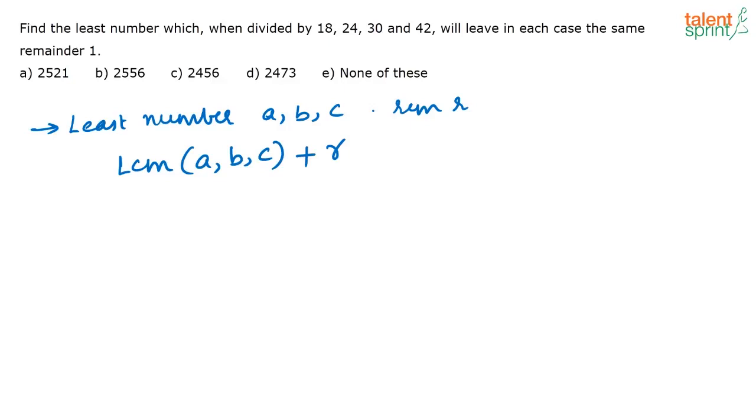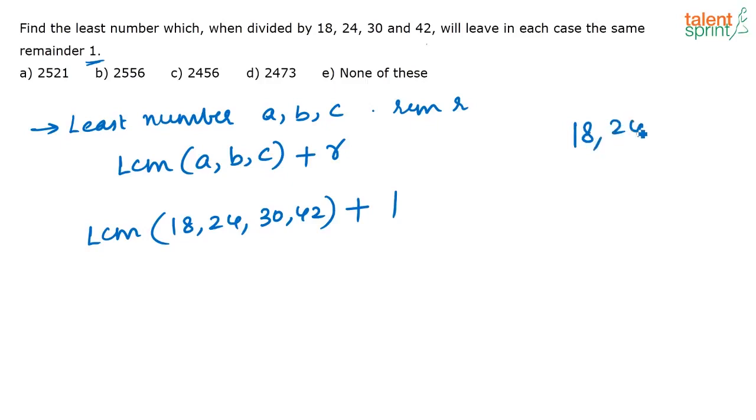Now, this particular question that is there on your screen follows the same concept. Now, you have to find out the least number which when divided by all of these numbers will leave a remainder in each case as 1. So, what should I find out? I should just find out the LCM of the given numbers 18, 24, 30 and 42 and add it to 1. That will give me my answer. What is to be done? So, find out the LCM of 18, 24, 30 and 42.